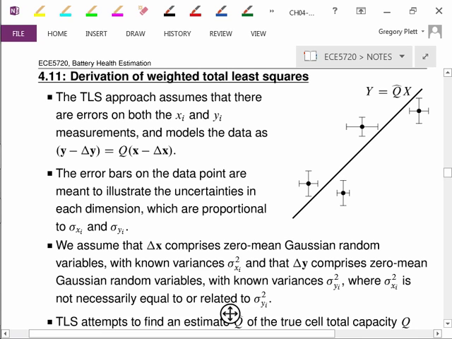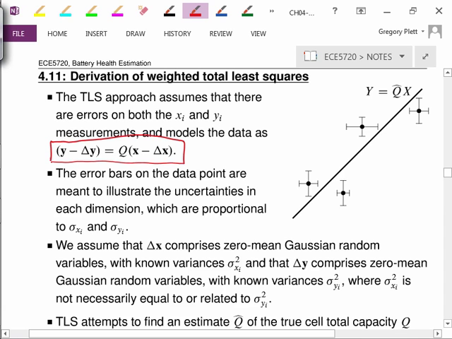So we've now seen the derivation of the ordinary least squares solution, and we turn to looking at a derivation of the weighted total least squares solution, which is quite different. The total least squares approach assumes that there are errors both on the x values and the y values when we're fitting a line.